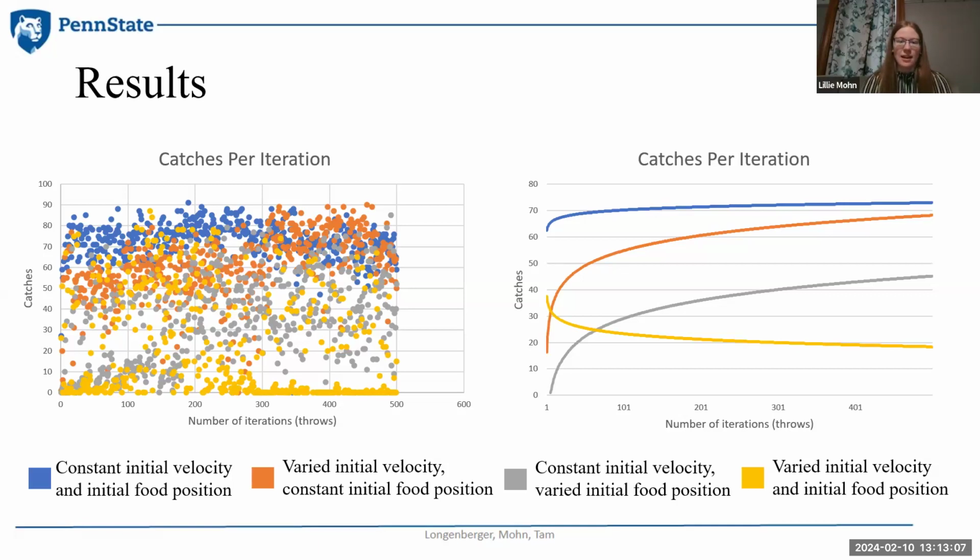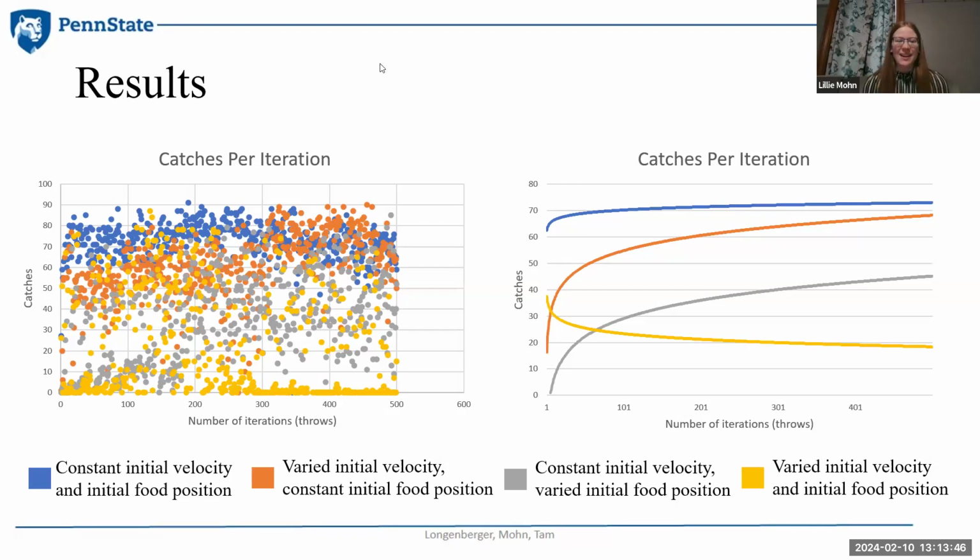As you can see, in the blue group, the number of catches increased the quickest. This means that the dog learned the fastest, and this was with constant initial velocity and constant initial food position. So basically the same throw every single time. Then in the orange, we varied the initial velocity but kept a constant initial position. As you can see, the learning was slower, but it eventually was able to catch up to the blue. Then with the gray, we kept the initial velocity the same but varied the initial position.